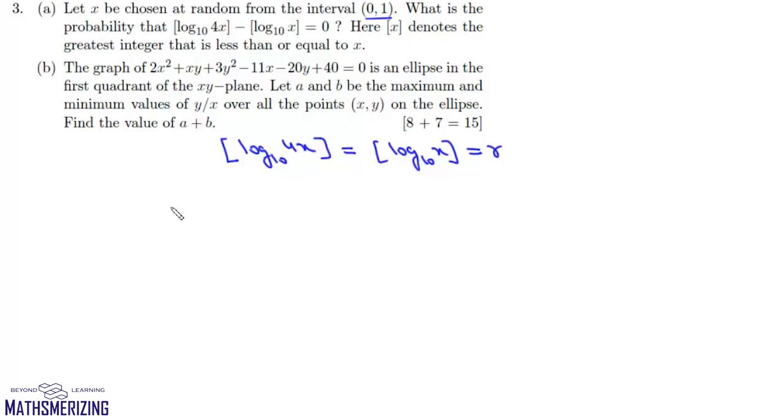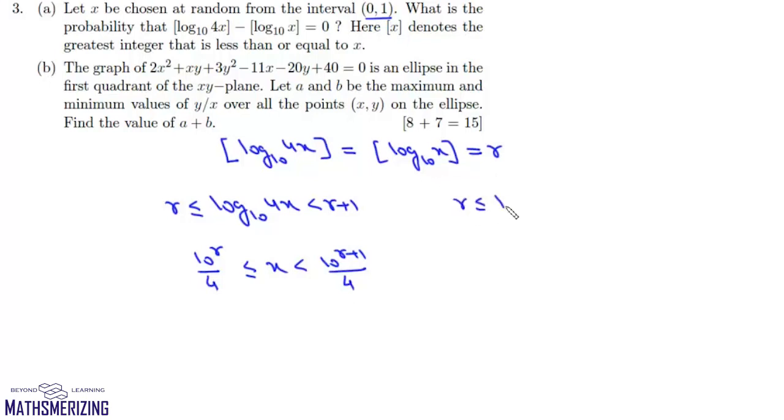So for this first part, we can write log 4x to the base 10 will lie between r and r plus 1. Now we take anti-log, we can write 10 to the power r divided by 4 will be less than or equal to x, and it will be less than 10 to the power r plus 1 divided by 4. And the same way we can write it for the second part.